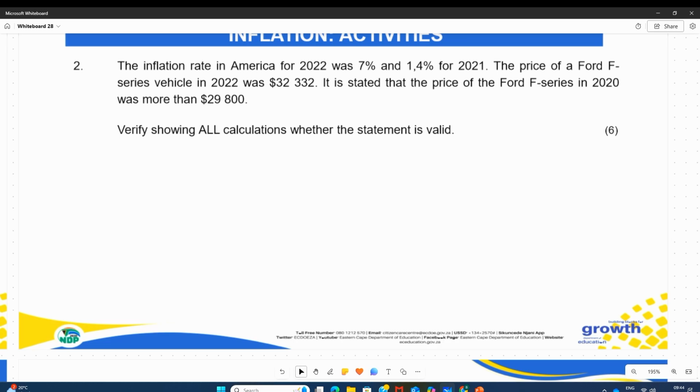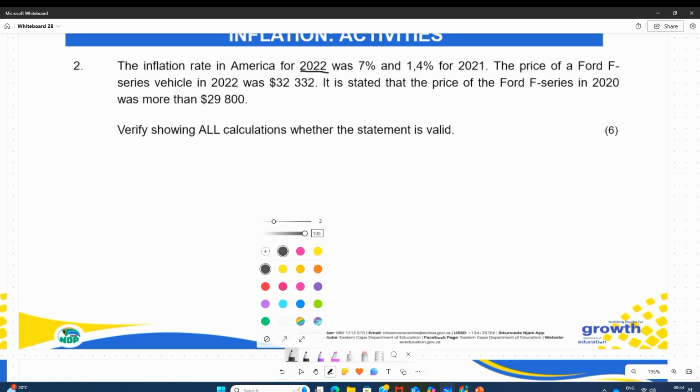Now the statement says the inflation rate in America for 2022 was 7% and 1.4% for 2021. We are given 2 years here. Let me underline these 2 years. We have 2022, and then I'll use another color for 2021. Why am I doing this? You need to be able to identify the old year and the new one. We know that in reality, both are old, but in the context of the question, you need to check that.